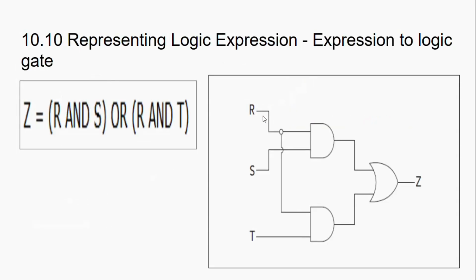And how do you draw a logic gate circuit for a logical expression? First you have to start with the sub expression. That means whatever is inside the braces, like the child brace. You have to start with the child brace, that is this one. First of all you have to label all the input values. From this whole expression, what are the different inputs? R, S and T. Write all the inputs.